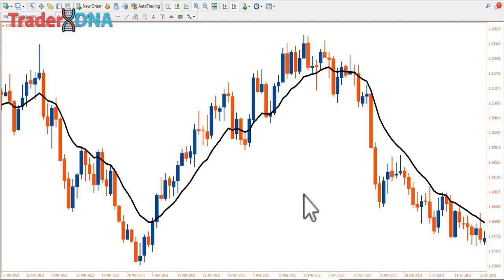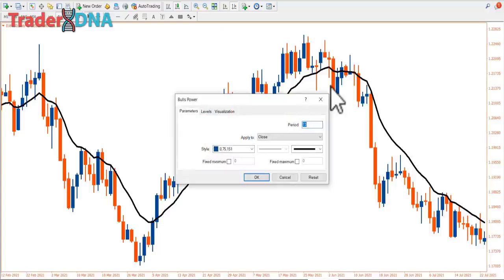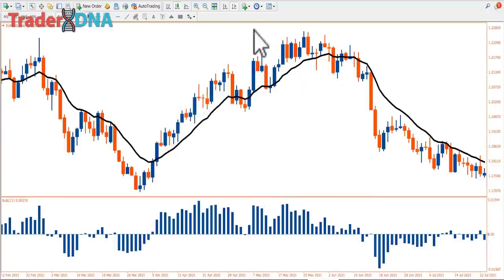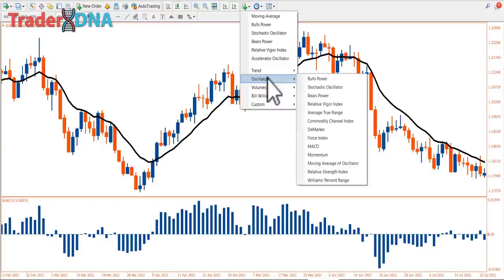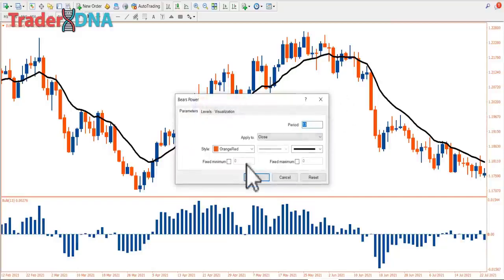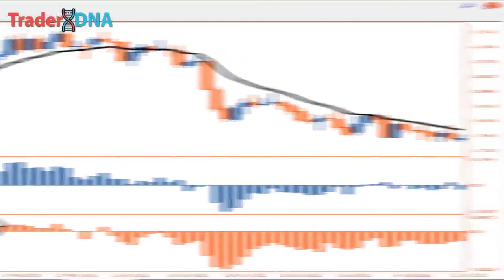Second, add the bull's power indicator to your chart. To do this, click on Insert, Indicators, Oscillators, then Bull's Power. Third, add the bear's power indicator to your chart. To do this, click on Insert, Indicators, Oscillators, then Bear's Power. We recommend that you change the color of the bear's indicator to red in order to make it stand out from the bull's indicator. That's all there is to it. You are now ready to look for setups using the bull's power indicator and the bear's power indicator.